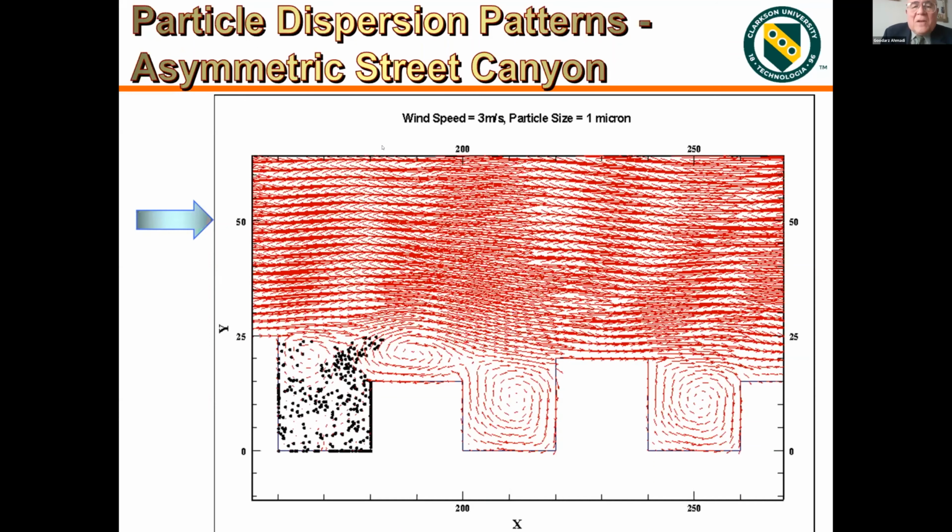This is an example of a street canyon. These are different buildings. Here's a cross section. There are buildings around here.